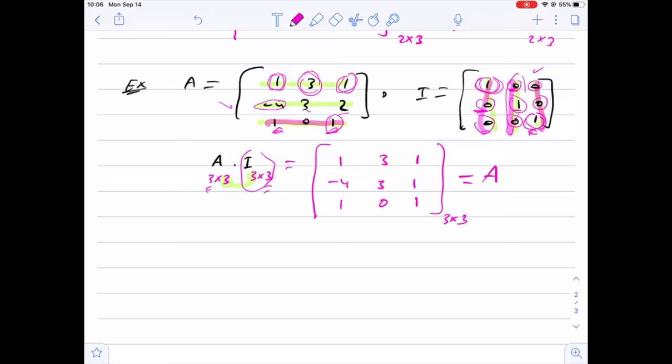Same as the rule of the number 1 and multiplying different numbers. For example, when we multiply 5 by 1, we get 5 because 1 is an identity. It does not change anything. So same thing here, we have the matrix I.